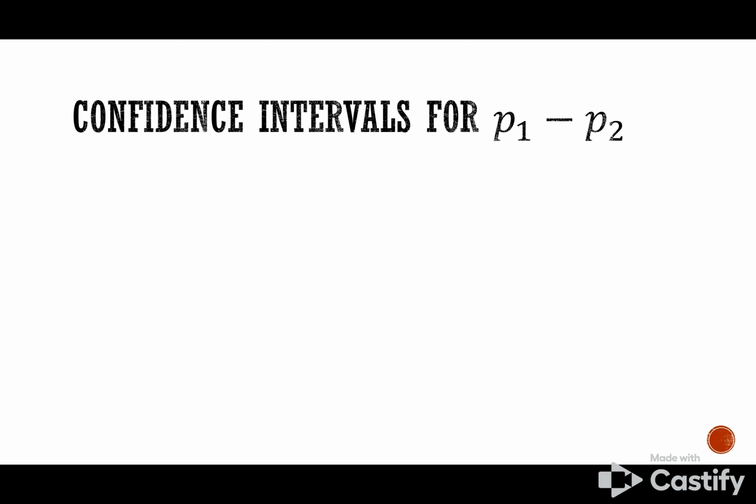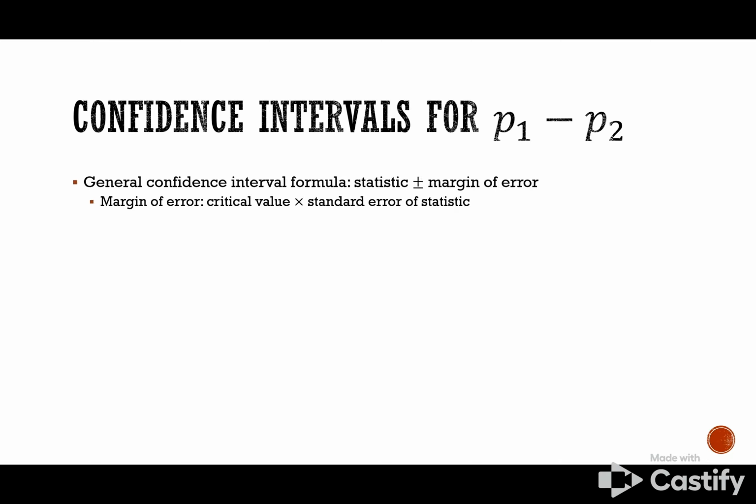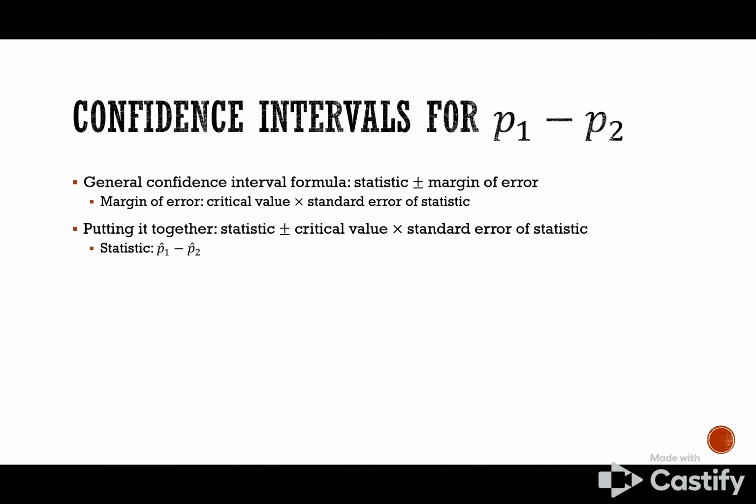So let's put it all together and talk about how to calculate an actual confidence interval for population proportion 1 minus population proportion 2, the difference in population proportions. Remember, the general confidence interval formula is statistic plus or minus margin of error, where the margin of error is defined as the critical value times the standard error of the statistic. So, putting it together, statistic, plus or minus critical value times standard error of that statistic.